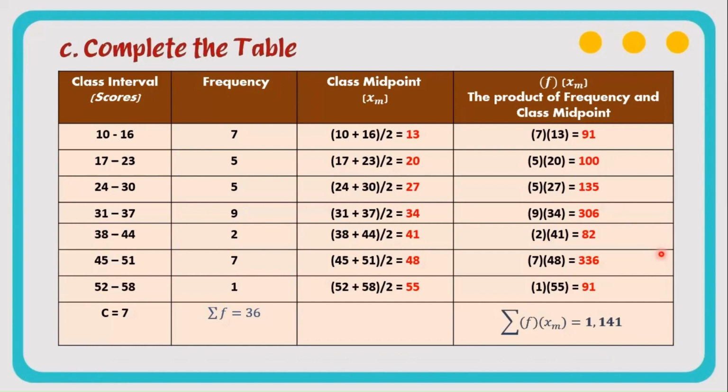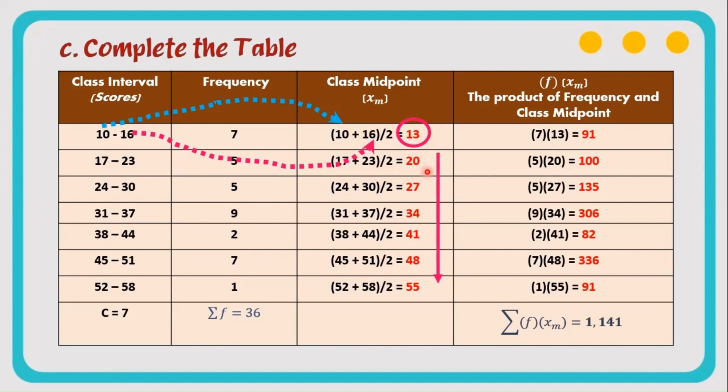To complete the table, we need to follow the formulas on the last pages. To get the class midpoint, we add the lower limit plus the upper limit, divided by 2. The lower limit in this class interval is 10, plus the upper limit 16, and let's divide their sum by 2, and that is equal to 13. For the class interval 17 to 23, the class midpoint is 20. We have 17 plus 23 divided by 2 equals 20. Follow this formula until the last class interval.